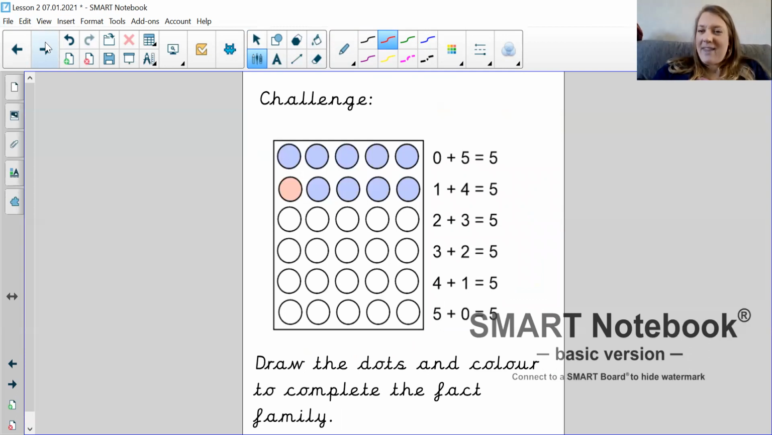If you enjoyed that and you'd like an extra challenge, here is a picture. There are some number sentences to go with the picture, but the picture isn't finished. Can you draw the dots and colour them to complete the fact families? Now remember, this is an extra challenge. If you do this, I would love to see it on Tapestry with your maths from today.